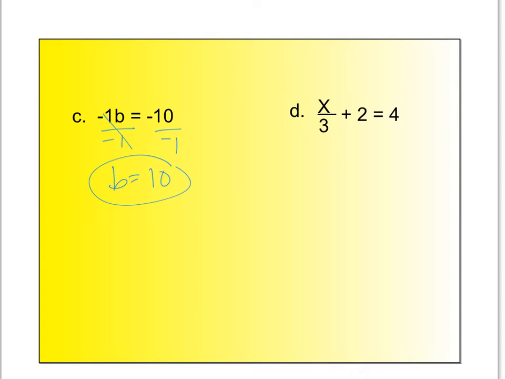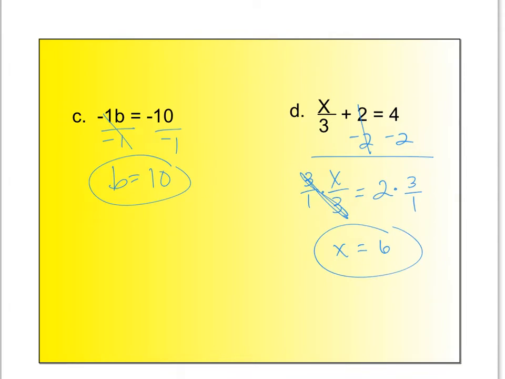On part D, you want to move the 2 first. So you do the opposite. You have to minus the 2. Those will cancel out. Then you're going to have x over 3 equals 4 minus 2, which is 2. And then to get rid of the 3, you're going to multiply by the reciprocal. So we're going to multiply by 3, or by 3 over 1. Whatever you do on one side, do on the other. These cancel out. We'll end up with x over 1, or x equals 6.